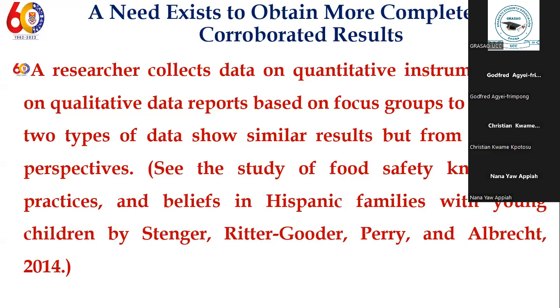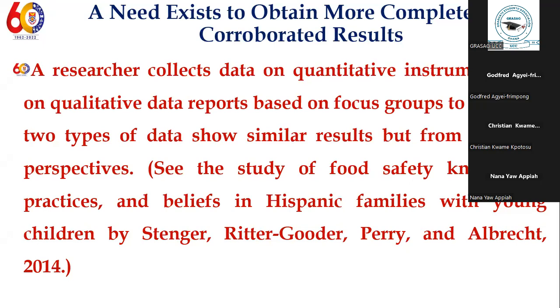Good. So in conducting research, sometimes you realize that there is a need to obtain more complete and corroborated results. What this means is that you, as the researcher, have felt that the kind of information you have collected, maybe using just the qualitative approach or the quantitative approach, is not enough. So you need to collect more data using the other approach so that you have what?